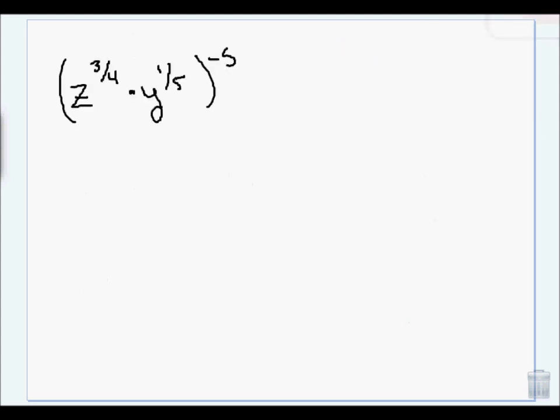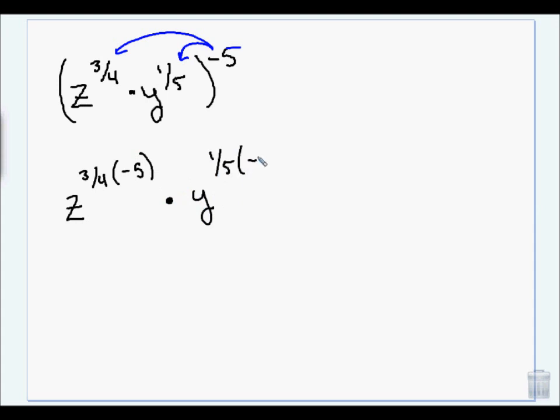Okay, here I have, oh, that's a 5. So I'm going to distribute that to these two exponents. So I get z to the 3/4 times -5 times y to the 1/5 times -5. 4 won't go into 5 at all, so I'm just multiplying this 3 and -5.